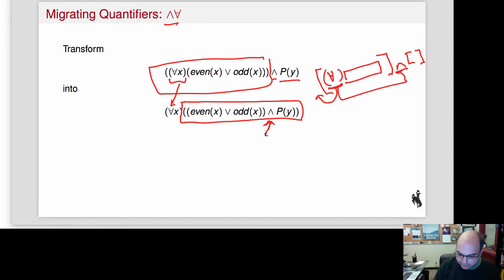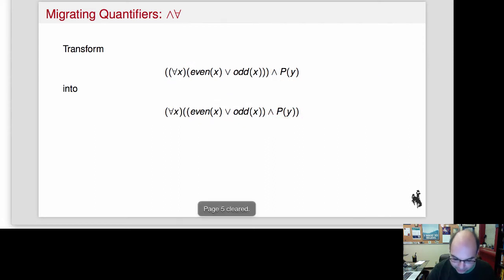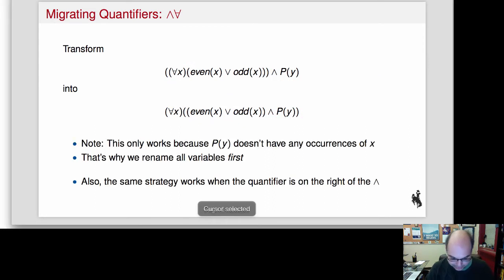One thing to note is that the P of y is now inside of the scope of the for all quantifier. This could be a really big mistake if that P of y term actually contained any x's, but we know that it doesn't because we've renamed all the variables, right? So that's why it's so important to rename variables at the beginning. All right, let's take a look at our next thing.